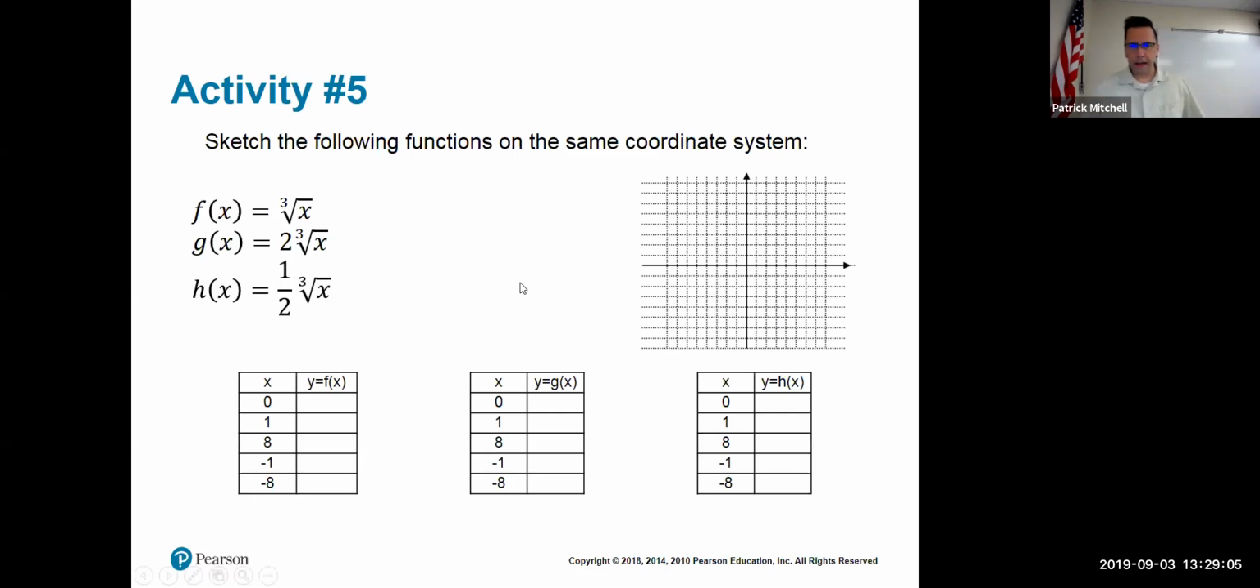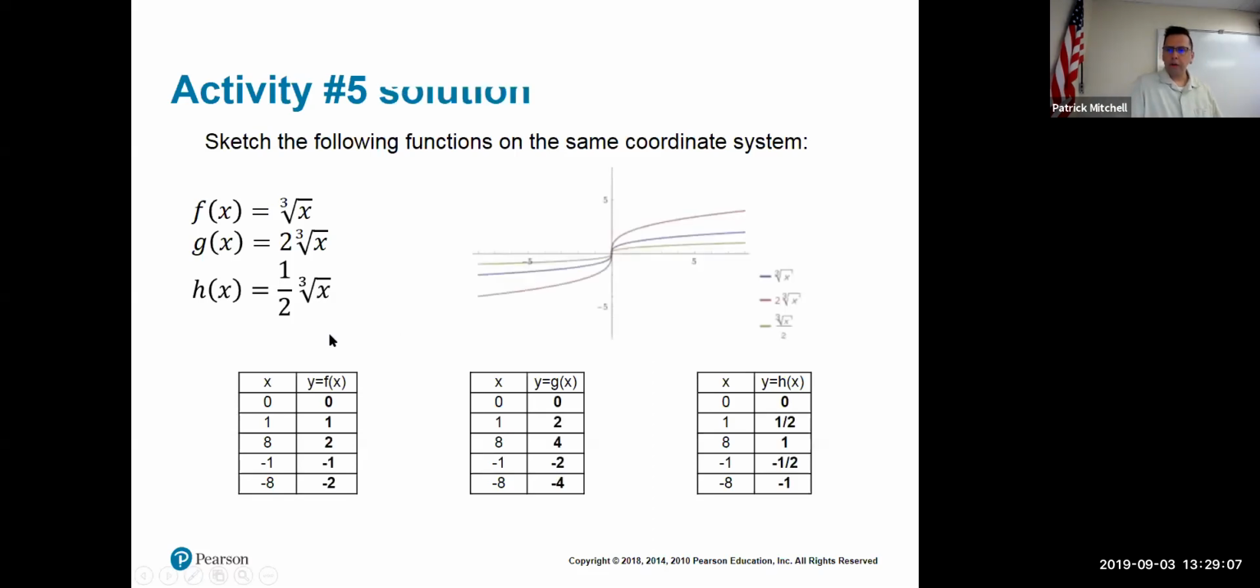Okay, so let's see how that came out. So hopefully you got something like this. Let me point at some things here. Right in the middle in blue is f of x. f of x equals the cube root of x. It goes over like this, and then it makes kind of a sharp turn up this way, and then it's still the middle one though.